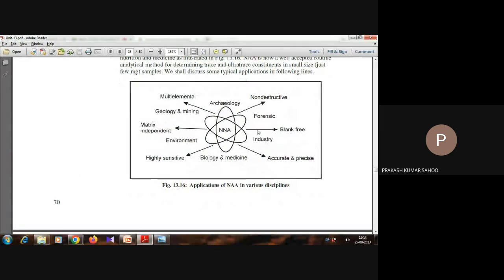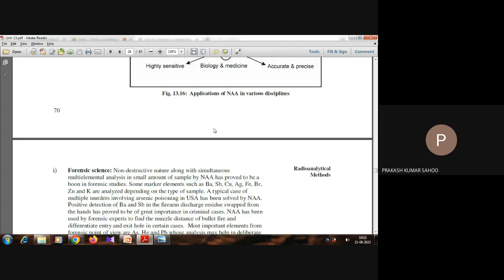Then we have the different fields or areas in which NAA is applied. This is NAA, okay? So this is archaeological, non-destructive; in forensic, it is blank free; industry, accurate and precise; biology and medicine, highly sensitive; environmental, matrix independent; geology, mining, and multi-elemental technique.